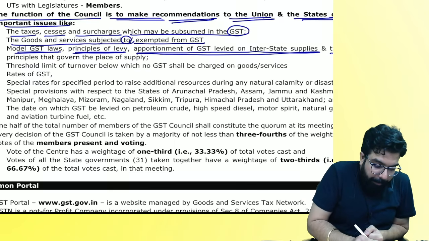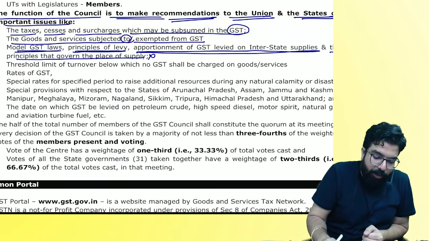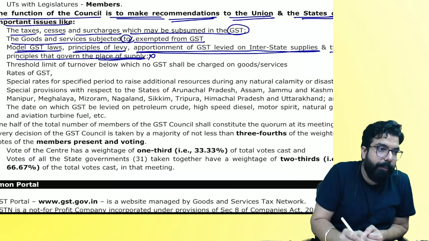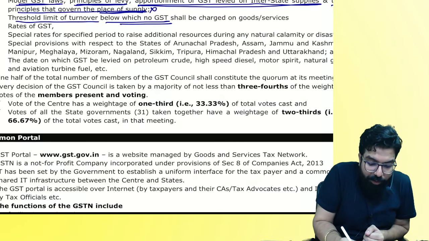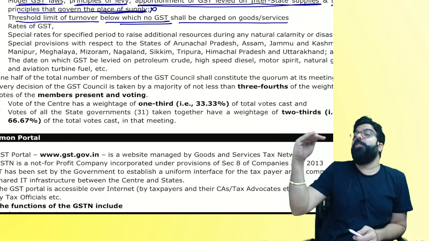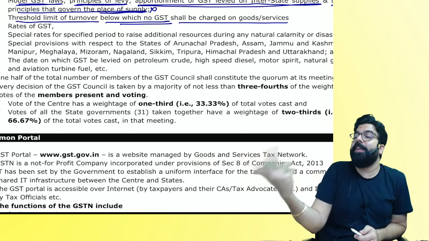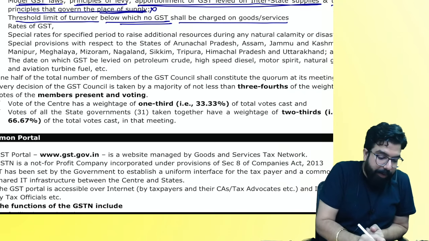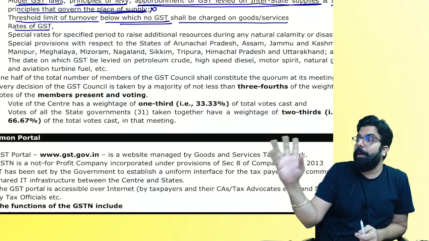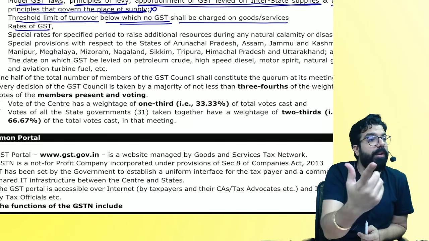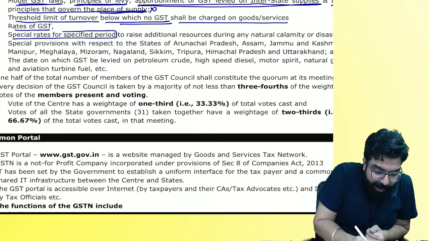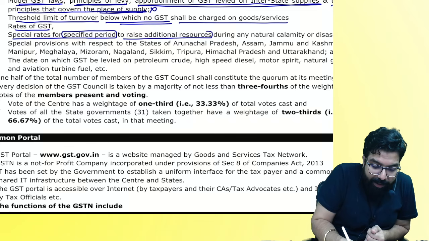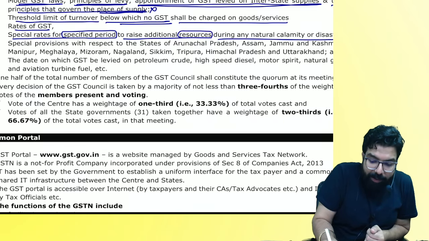The principles that govern place of supply, as of now you leave it. Place of supply you will learn in the last chapter, then you will understand. Next. Threshold limit for turnover below which no GST is required. Baba, registration limit will be 40 lakh. Who decided? Council. Rate of GST on this item 18, on this 28, on this 5%, who decided? GST Council.